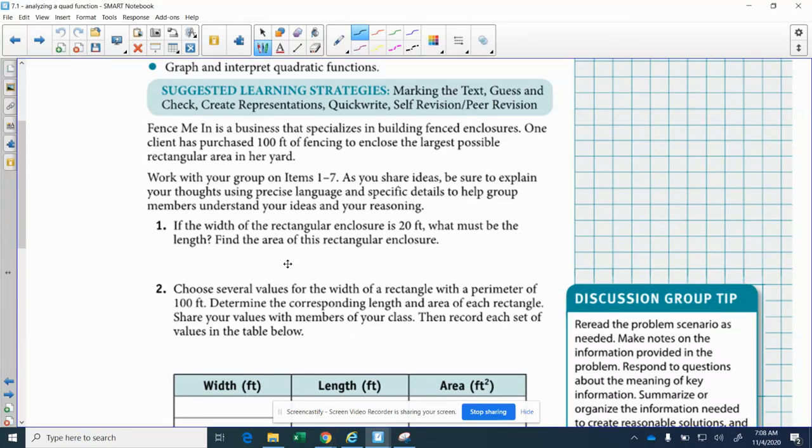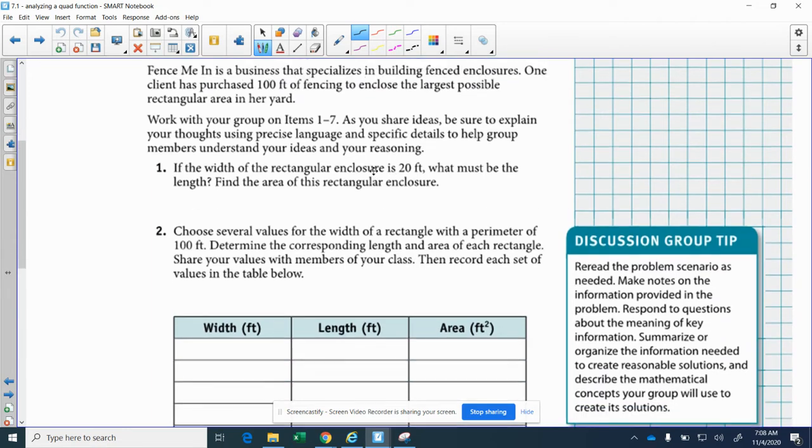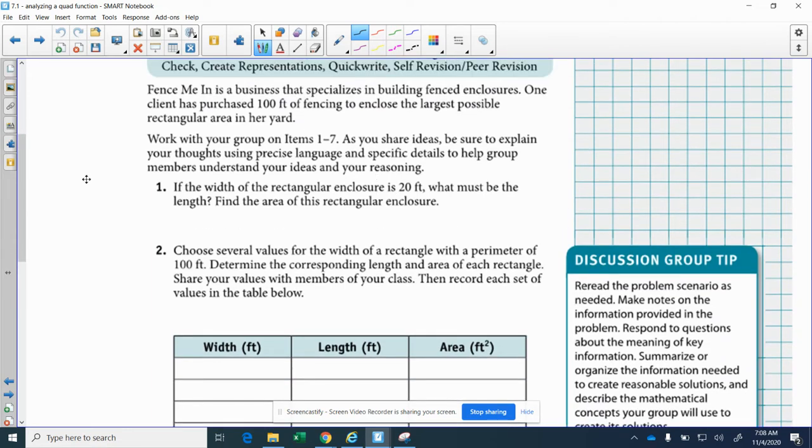We're going to be talking about lesson 7-1, analyzing a quadratic function. Going along with everything we've talked about so far, understanding what a quadratic function looks like, how to actually apply it, how to actually work with it, and really taking it to the next level to understand a situation where a quadratic function would actually be used and analyzed within the graph itself, okay?